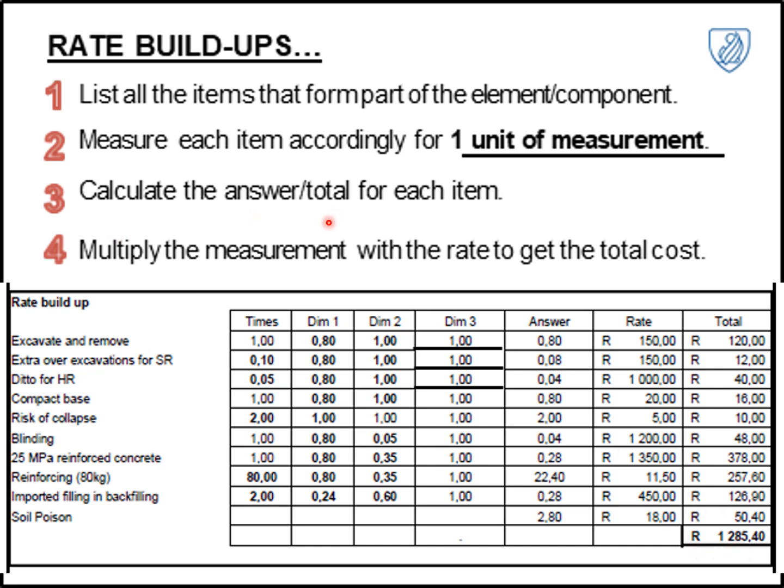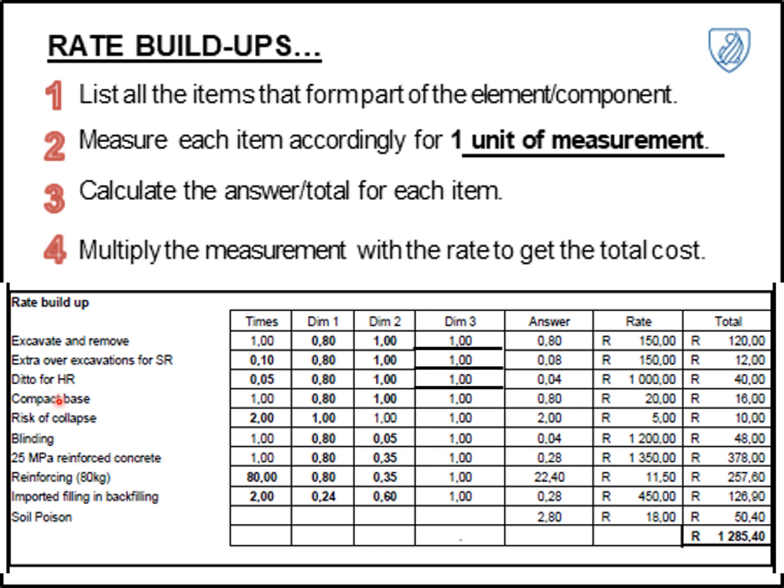So calculate the answer in total, okay, and then multiply the measurement with the rate to get the total cost. The main thing is what you need to look at. You've got your timesing, we'll get into that just now, and then we've got our different dimensions. So for excavations, you measure it in cubes, so you will populate all three of your dimensions.